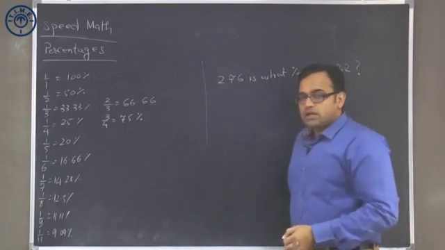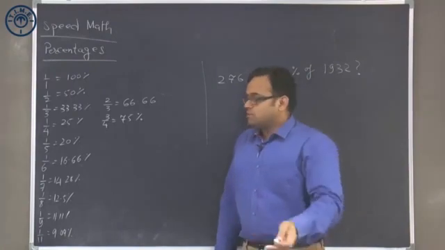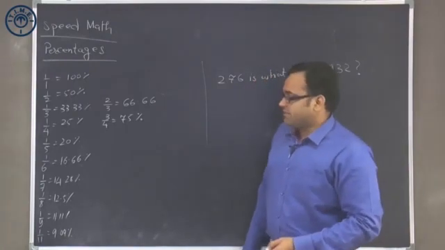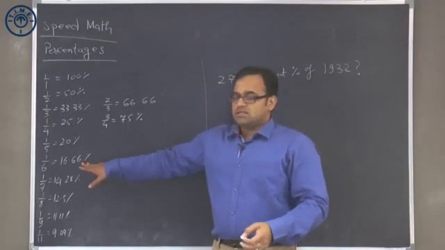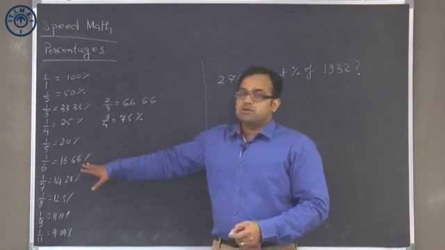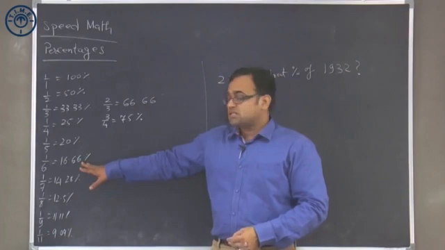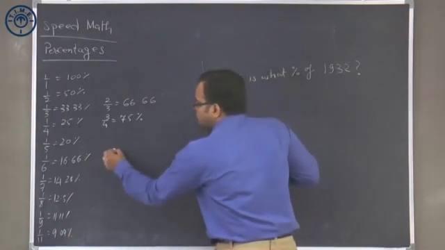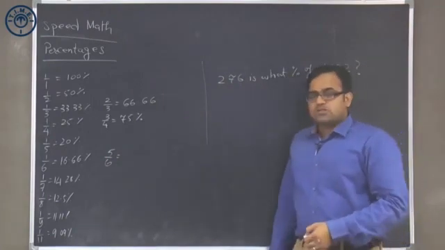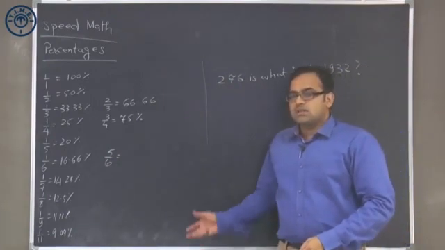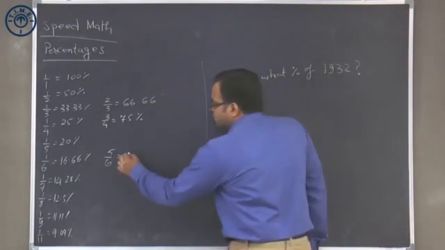1 upon 5 is 20, 2 upon 5 is 40, 3 upon 5 is 60, 20, 40, 60, 80, 100. So that's the multiplications of 5. 1 upon 6 is 16.66, 2 upon 6 is 1 by 3, that's 33.33, 3 upon 6 is 1 by 2, that's 50%, 4 upon 6 is 2 upon 3, which is 66.66, 5 upon 6. 5 upon 6 will be 1 minus 1 upon 6. 1 minus 1 upon 6 is nothing but 100% minus 16.66%, that will be 83.33%.